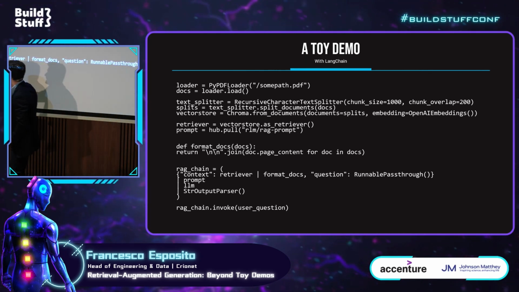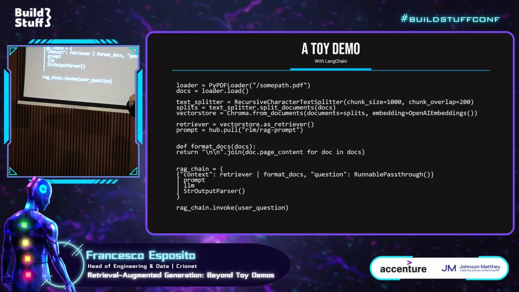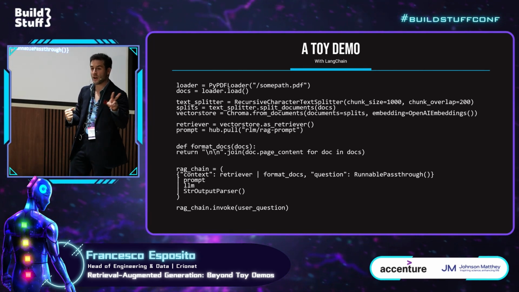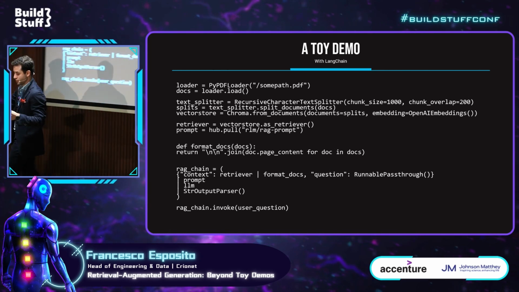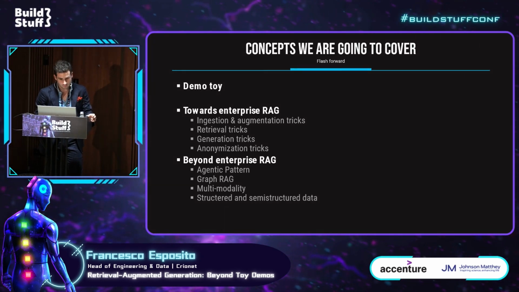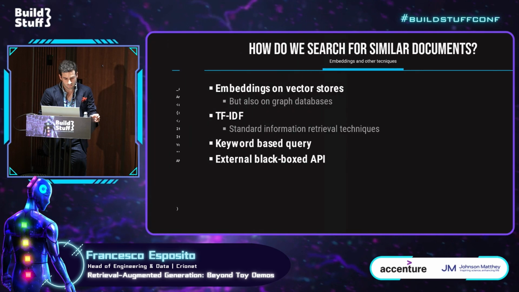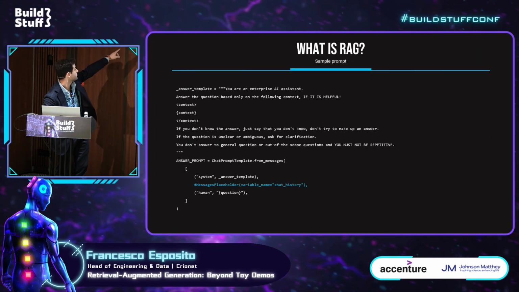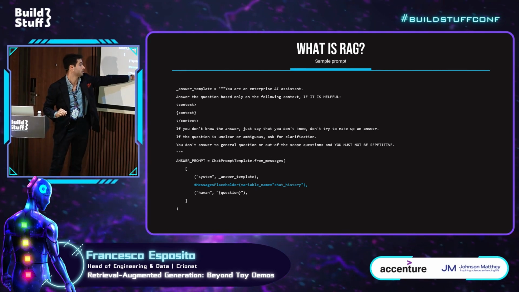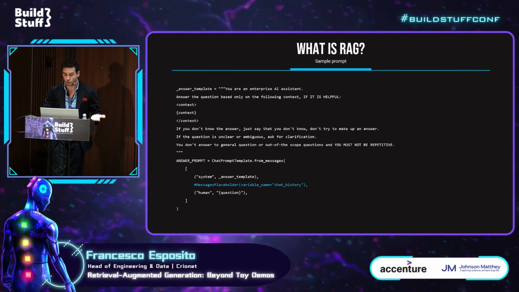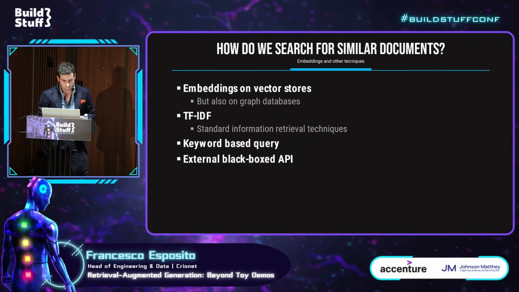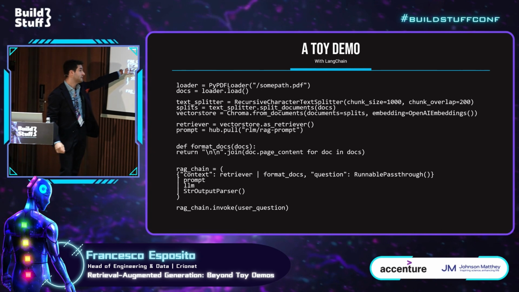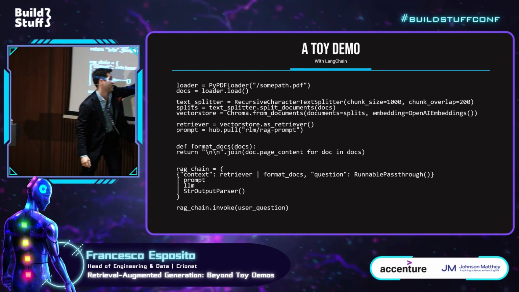We are filling the prompt. What does it mean? We are just replacing the variables. In the prompt I've showed you before, we had two variables. So I'll show you it again. Here, we have two variables, context and question. So we just have to fill those two variables. And here, we are filling context and question.